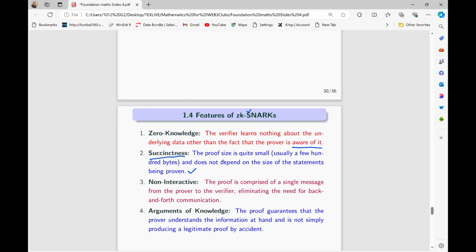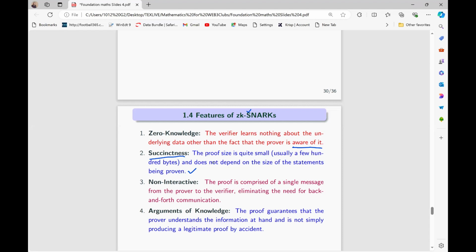The proof size is smaller than the witness. The witness in this case is the statement being proven. So the statement being proven should be longer than the proof. That is what it means by succinctness.